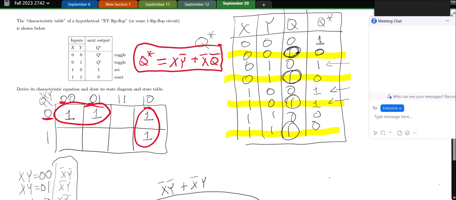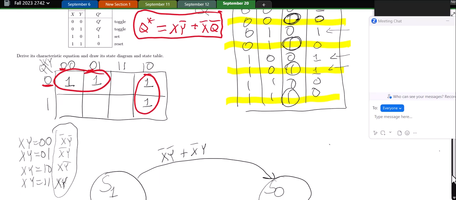Okay, so now let's see what happens if we have xy equal to 1, 0. If I have xy equal to 1, 0, I stay in state 1. So I'll indicate that with an arrow like that. And xy equals 1, 0, I do that with x, y bar. And then with x, y equaling 1, 1, that goes to 0, so I'll add that over here. Okay, so I took care of all 4 possibilities starting from state 1.